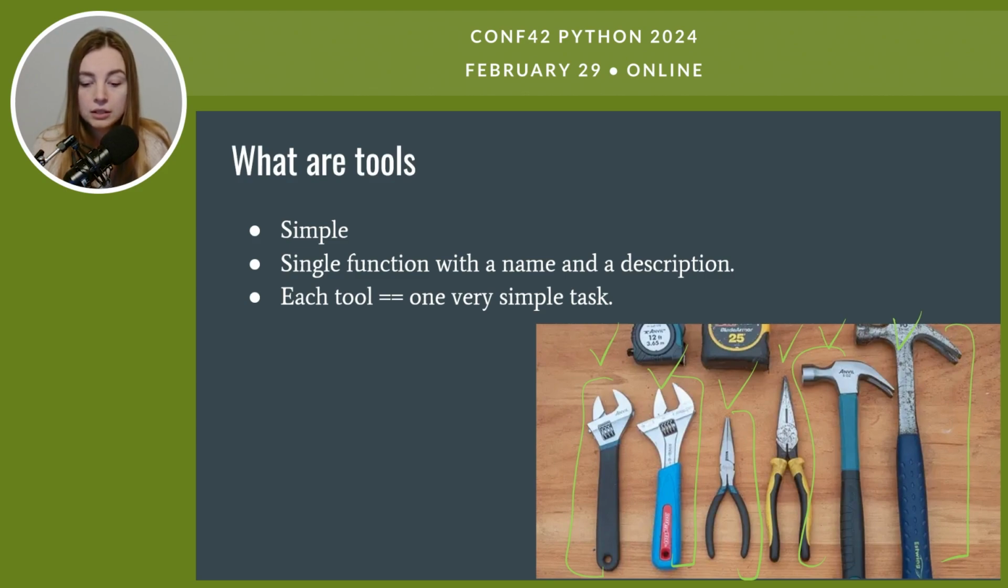So the same idea applies if we think about tools for LLMs. A tool is something simple which represents a single function with a name and a description, right? Because each tool has its own name and a description of how we can use it. And each tool, each function, is dedicated to one very simple task.